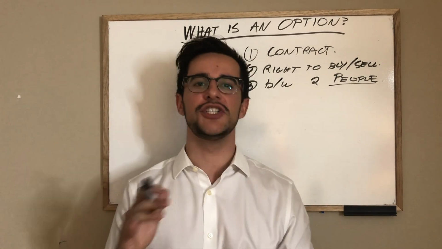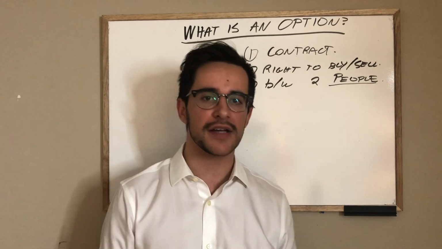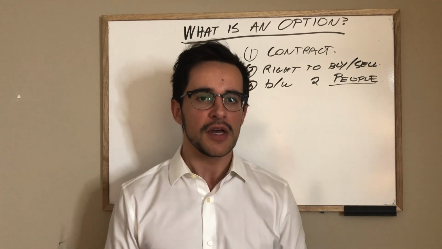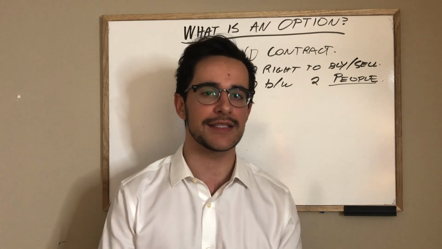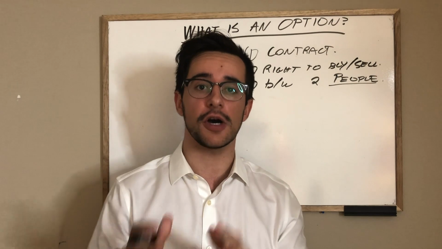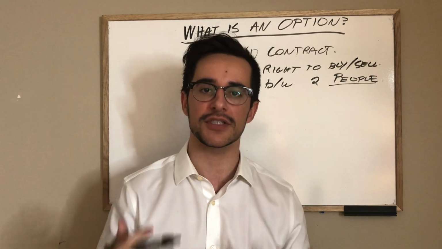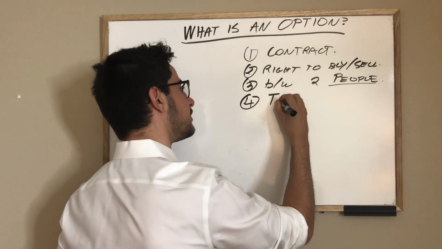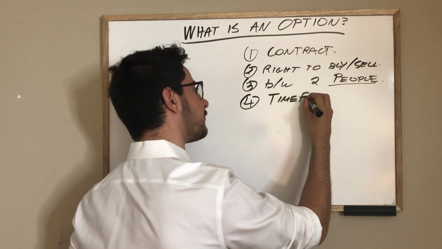So now we kind of have the gist of what an option is, right? It's a contract that gives you the right to buy or sell. There's two people, one person on each side of the trade. So what are the other 2 things we need to know in order to understand what an option is? Number 4 is that option contracts have a time frame associated with them. Right? So they have a time frame.